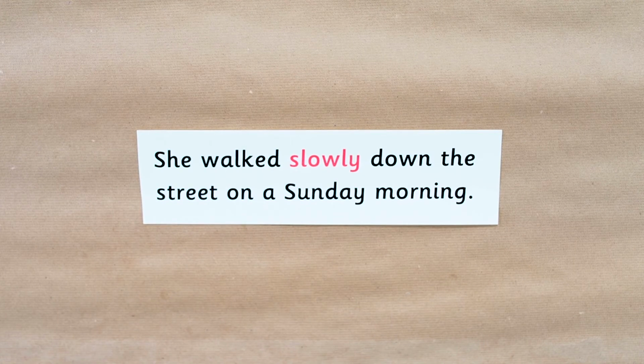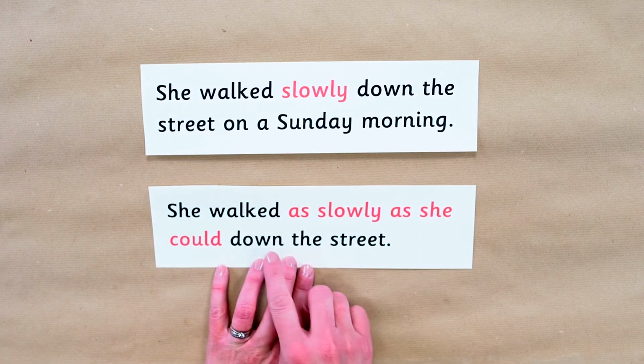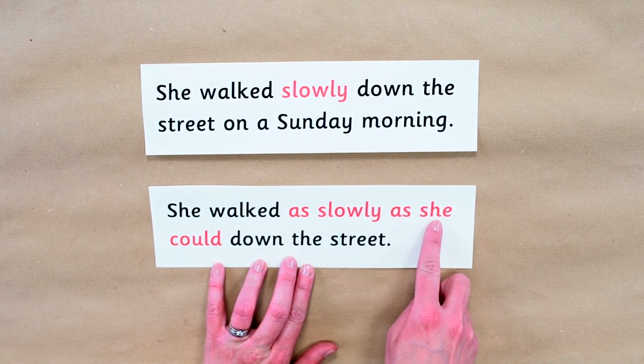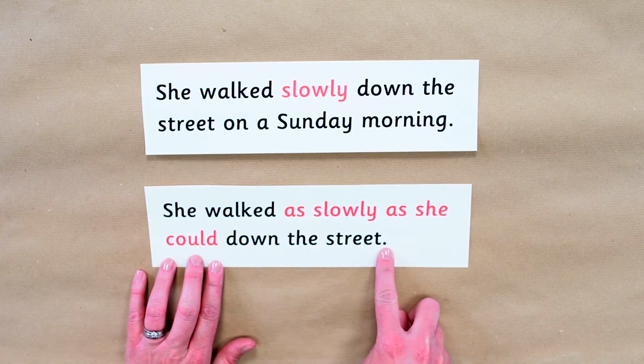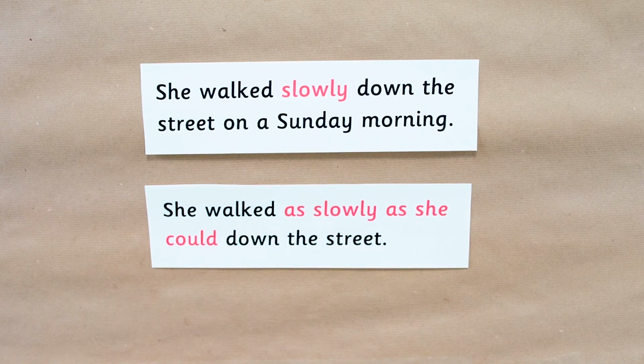We can also have adverbial phrases, which are a group of two or more words which give us more information. For example, she walked as slowly as she could down the street. The phrase as slowly as she could is an adverbial phrase. It gives us even more information about how she moved, walked being the verb in the past tense in this sentence.